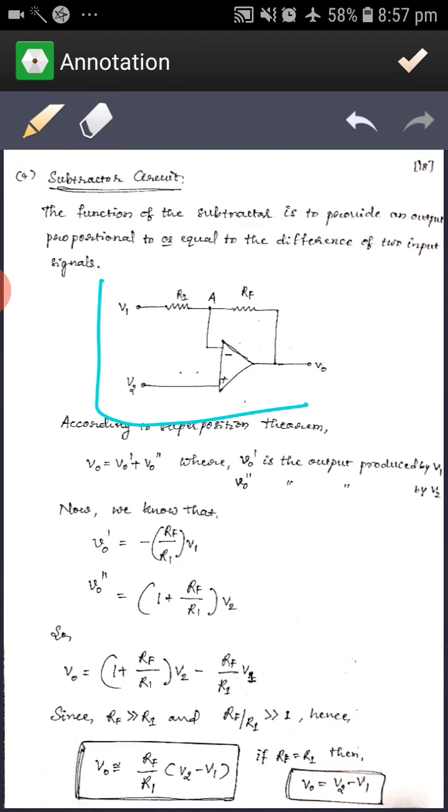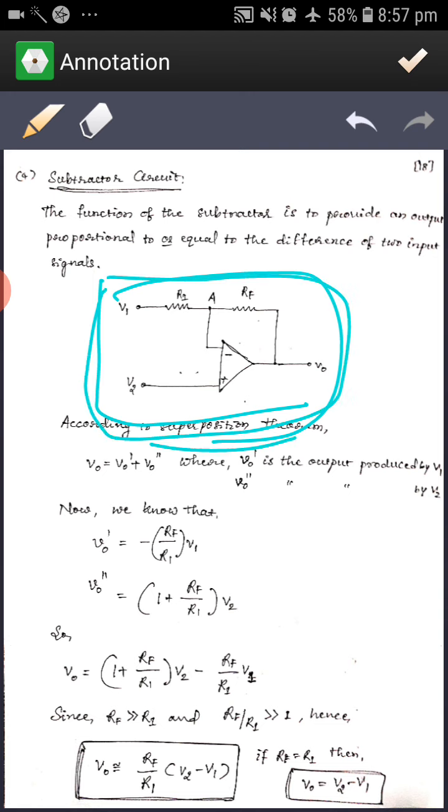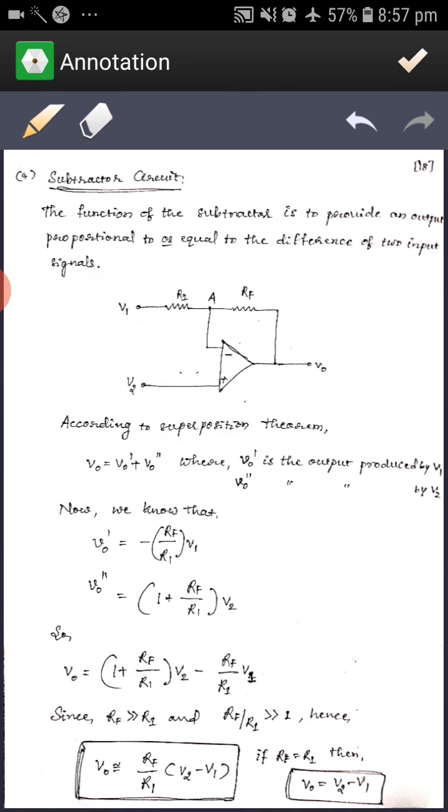When we apply two different voltages to the op amp, one at the inverting and one at the non-inverting terminal, it acts like a subtractor here.